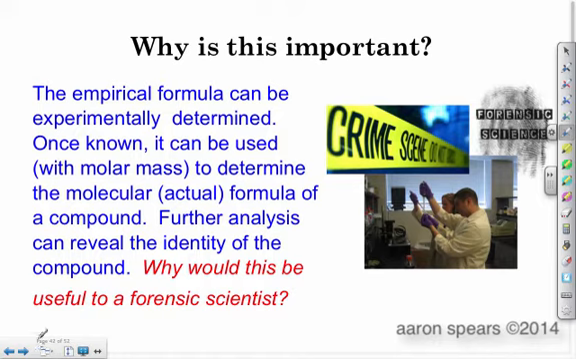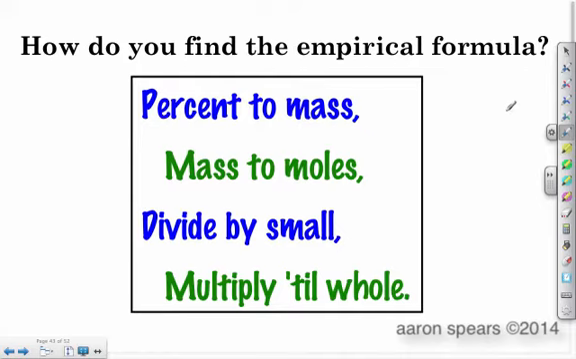For instance, you can use different analytical techniques to find the percent composition of an unknown substance, as well as its molar mass, and these pieces of information together, you can find both the empirical and molecular formula of the compound. Once you know these pieces of information, then you can quickly figure out what the identity of the compound is. Now, whenever you're asked to find the empirical formula in your chemistry class, remember this simple poem: percent to mass, mass to moles, divide by small, multiply till whole. This poem right here gives you the steps that you need to take to solve empirical formula problems.